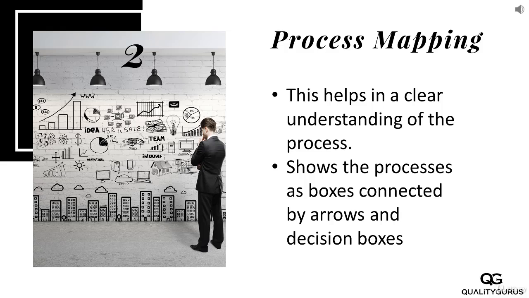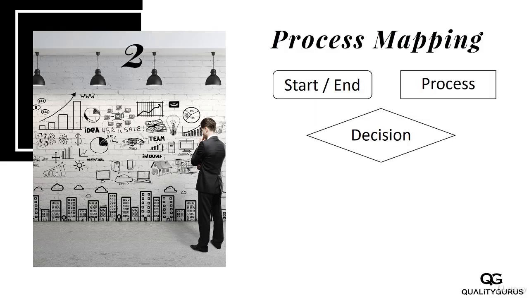Because when you want to do root cause analysis, you want to understand the process properly. Unless you understand the process, you really cannot help in improving that process. So here on the right side, I have 3 very commonly used symbols when you draw a process chart. The first is the start and end symbol, the second is the process symbol, and the third is the decision symbol, and these are connected by arrows.